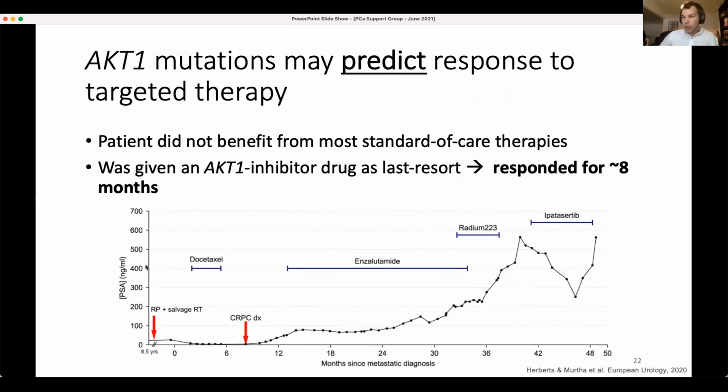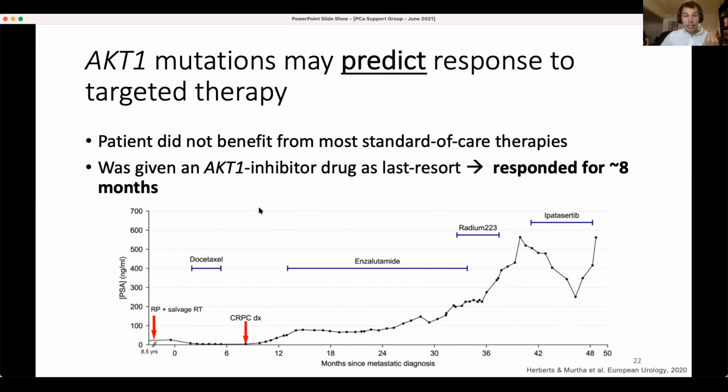The patient in question, by the time we had the blood sample available, had already been treated with most standard of care therapies. This here is a chart of PSA over time. You can see that the patient was treated with docetaxel chemotherapy, enzalutamide, and radium-223, and really didn't derive too much benefit from any of these standard of care therapies. So this was reflective of the patient's really aggressive disease course.